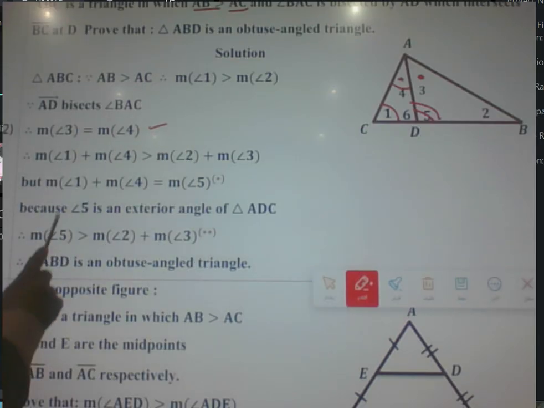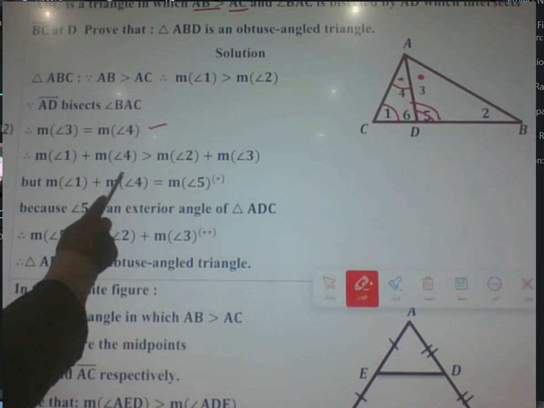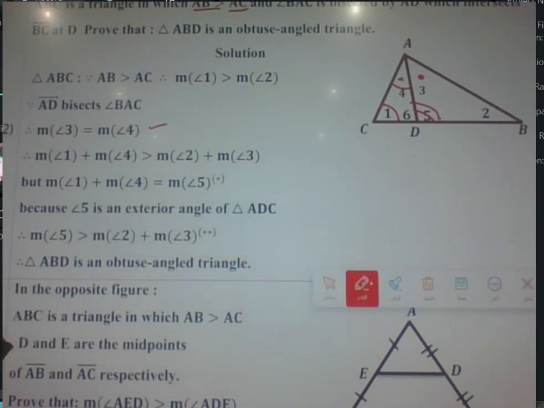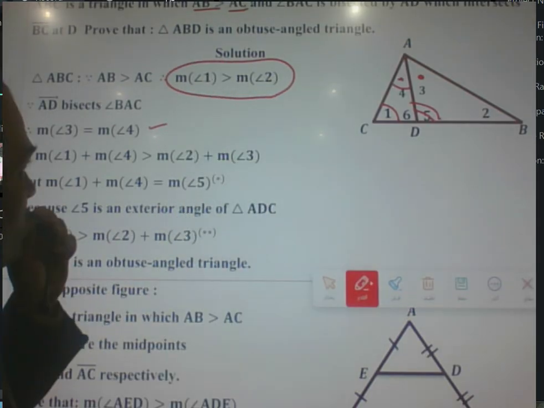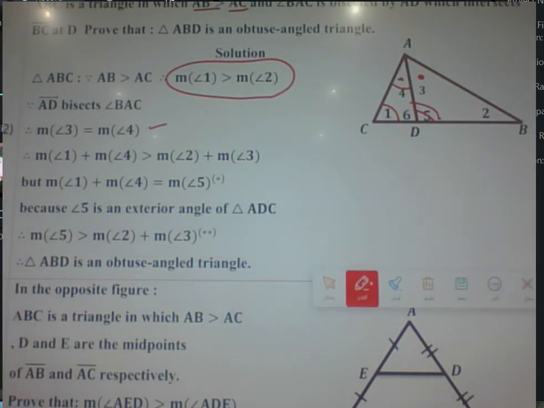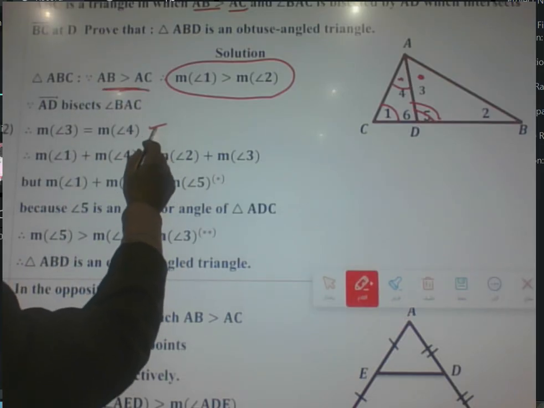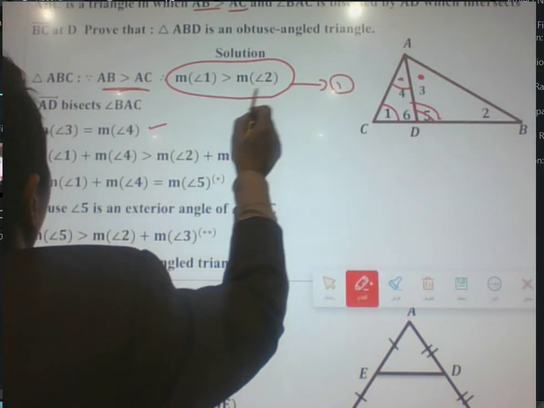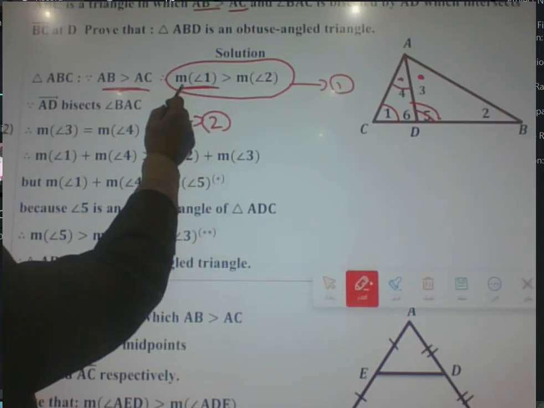Okay, look at here. We have the measure of angle 1 plus the measure of angle 4 is greater than the measure of angle 2 plus the measure of angle 3. Why? Because we have relations. The measure of angle 1 is greater than the measure of angle 2 from the first relation, because EB is greater than EC. And the second relation, relation number 1 and relation number 2, we can collect together, left hand side by left hand side.